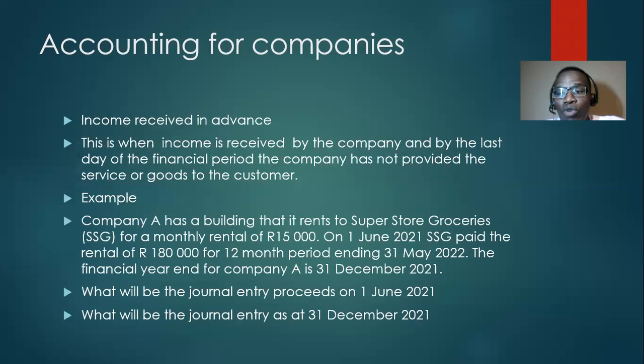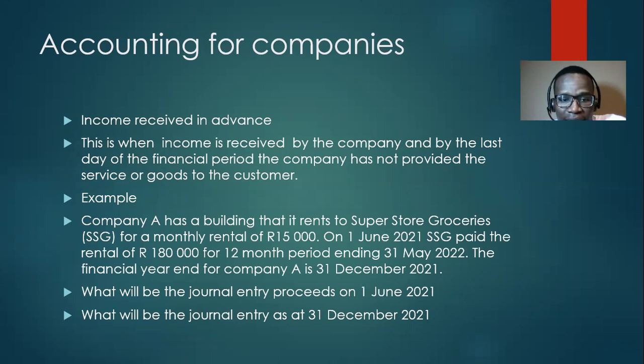The first adjustment that we're going to look at is income received in advance. Income received in advance is when income is received by the company, and by the last day of the financial period, the company has not provided the service or goods to the customer, right? So we'll elaborate on this using an example.